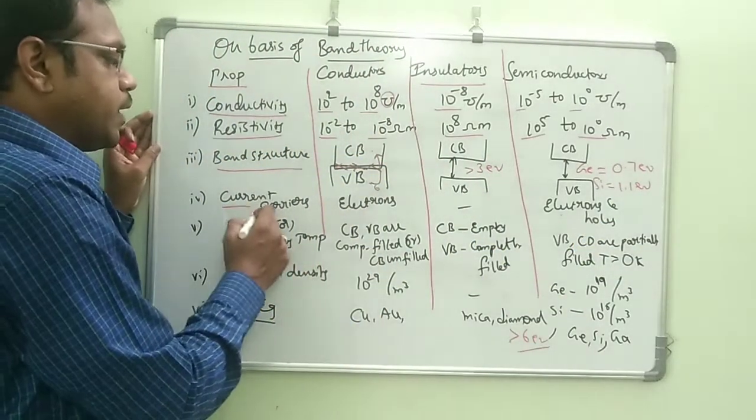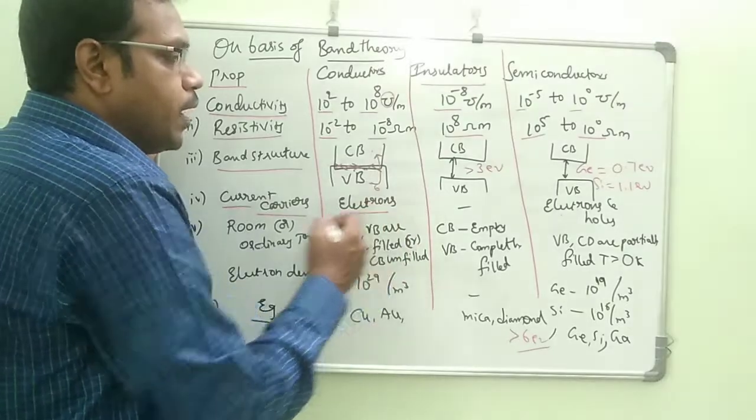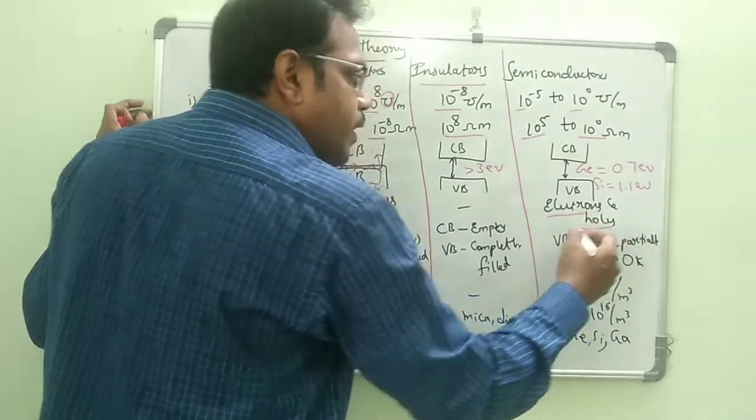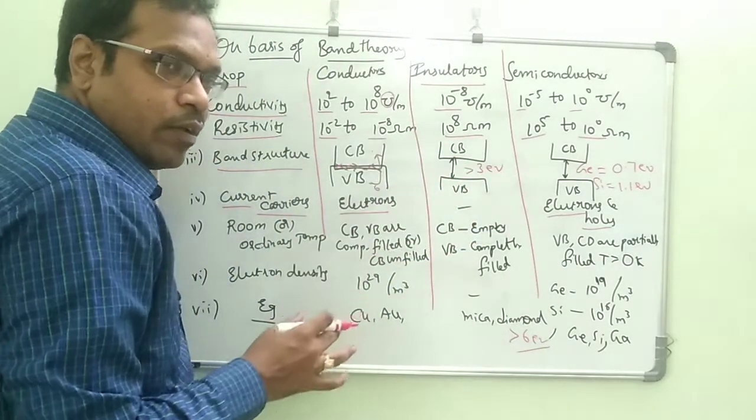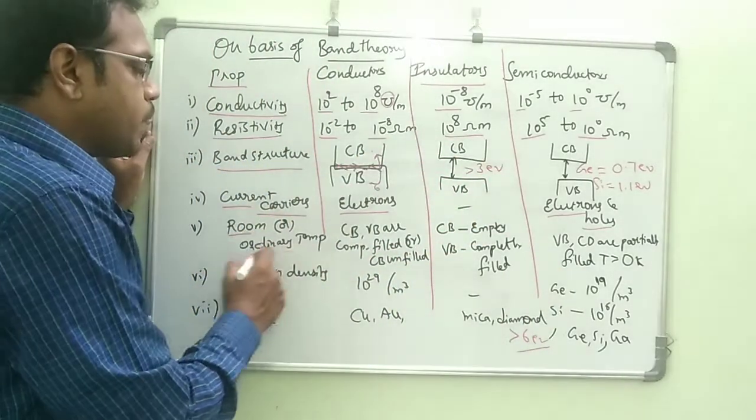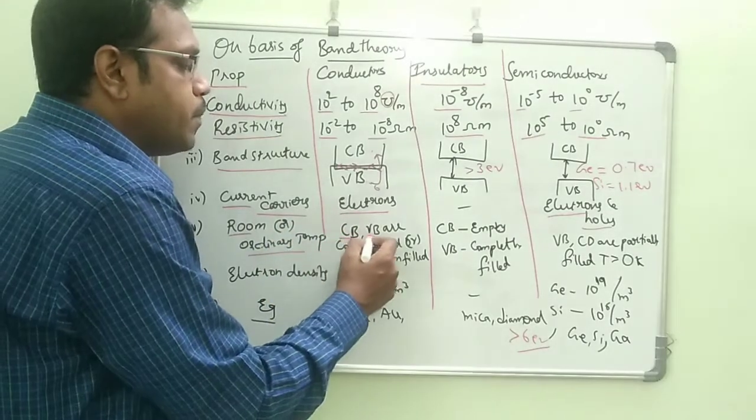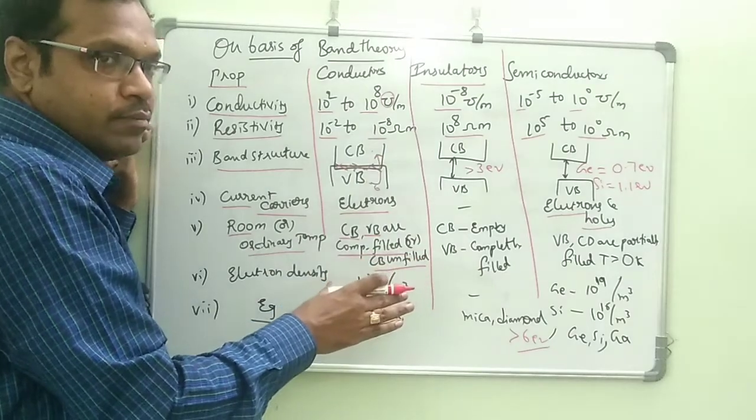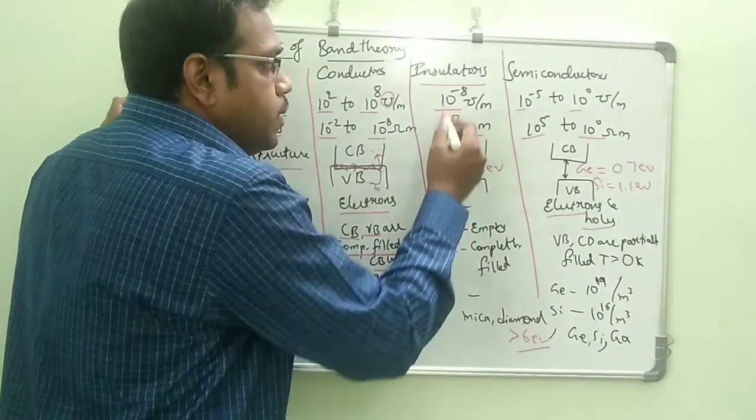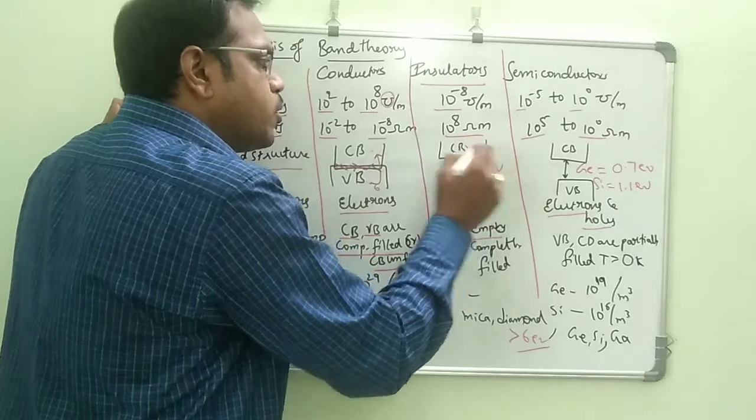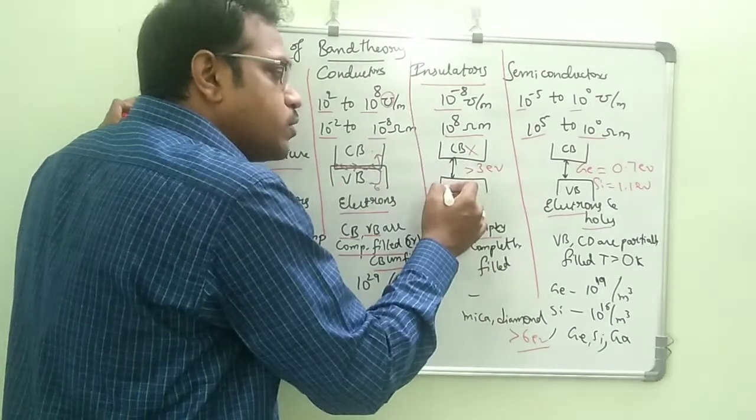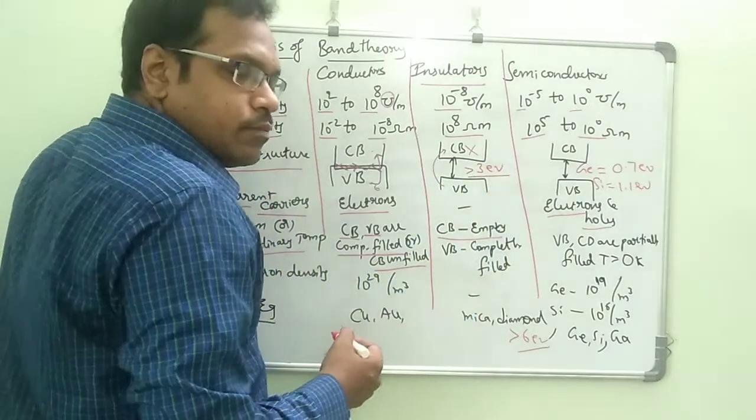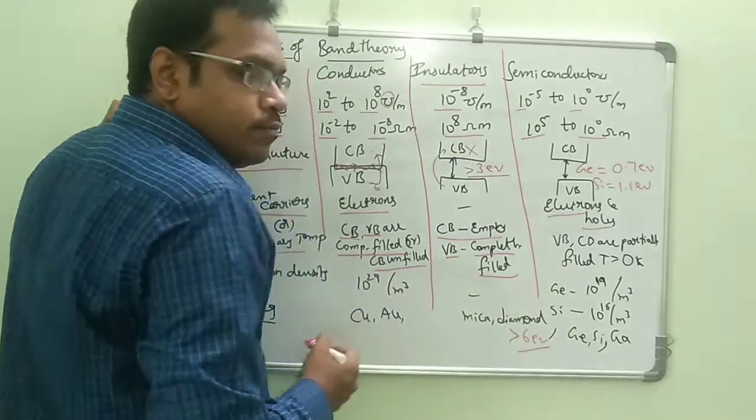Now the current carriers: in conductors, electrons are the carriers. In insulators, no current will come. And in semiconductors, electrons and holes both constitute the electric current. At room temperature, in conductors the conduction band is partially filled. In insulators, no electrons will be in the conduction band, because electrons can't jump such a long distance, greater than 3 electron volts, and the valence band is completely filled.